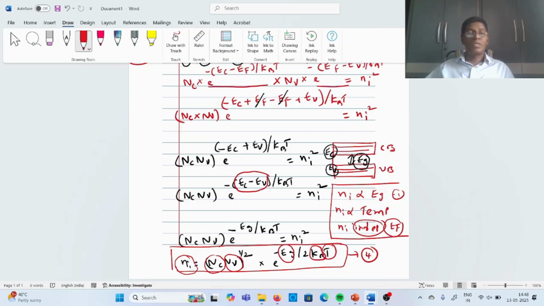This mathematical concept is very important from the examination point of view. Go through these steps carefully. If you have any doubt, refer to the presentation once again. Still, if you have any doubt, then give me in the form of a comment. I will explain once again. This is about the calculation of intrinsic concentration in an intrinsic semiconductor.